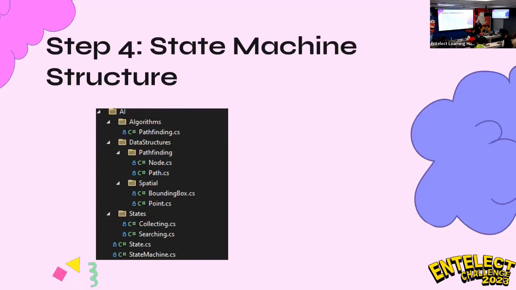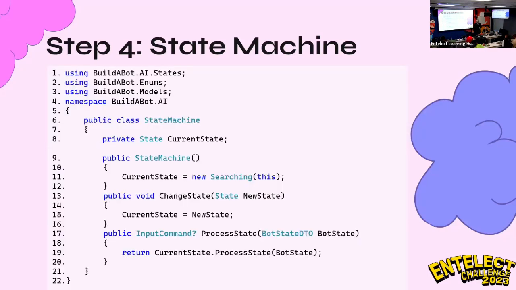So we start with the state machine, which basically just has a current state variable, which we initialize to the searching state when we start it. And it also exposes a change state method that the individual states will use when they want to transition to other states. We also give it an input command process state function. And this will basically just call the same function on the current state. So essentially, all the state machine really is at this point is just a housing for states to live in and to transition between each other.